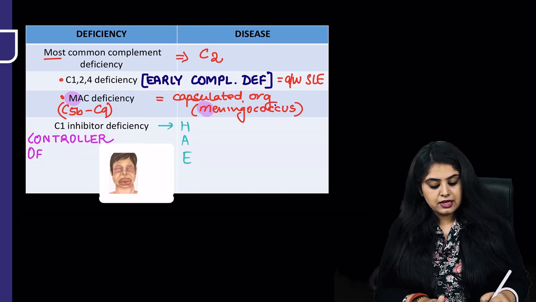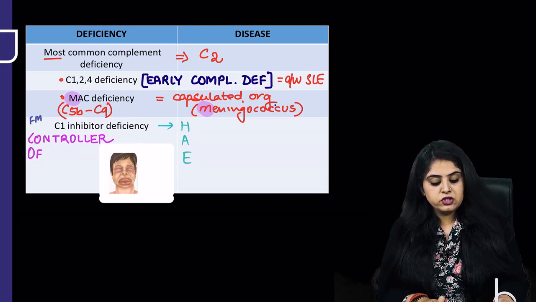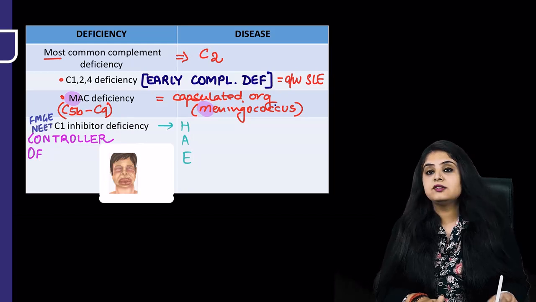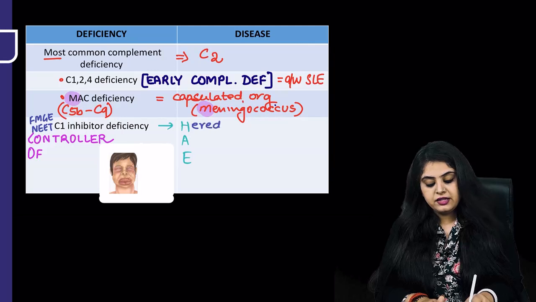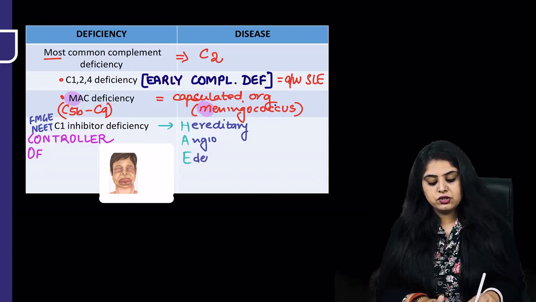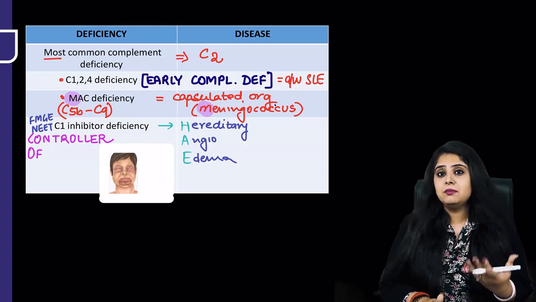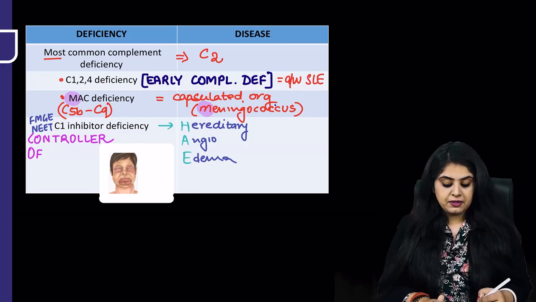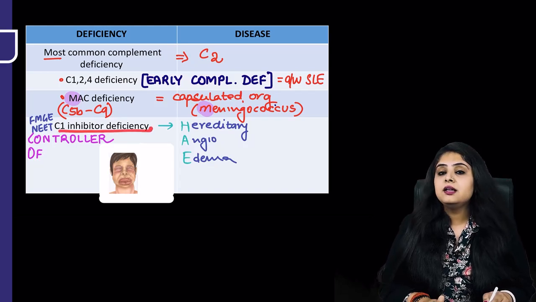Now there's a question that came recently in the FMG and the NEET PG exam both, a case of hereditary angioedema, HAE. This much everyone can understand, that the patient is going to have swelling, edema episodes. Why does that happen? Because this is a C1 inhibitor deficiency.